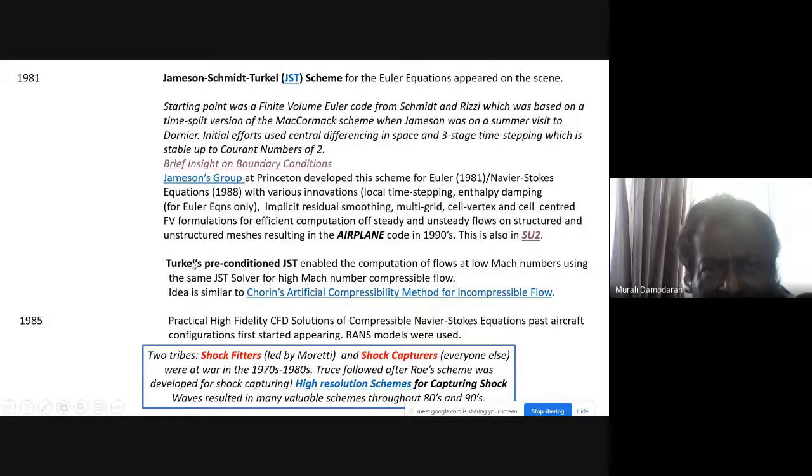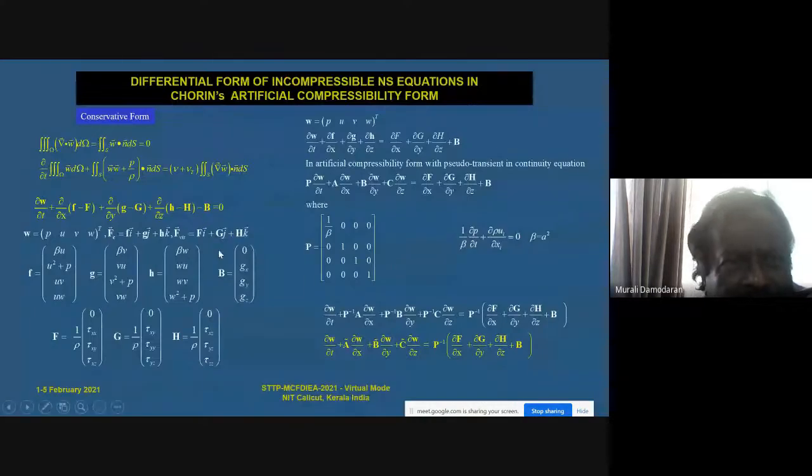Then there is Turkel's preconditioner for JST. JST is for compressible flow, but I can actually precondition the compressible flow to make it work at low Mach numbers, because at very low Mach numbers, the system will become very stiff if you just do it like that. So what the preconditioner basically does is change the eigenvalues so that the speed of wave propagation will be increased. And if you use a split level time matching, you can even handle unsteady flows. And the idea is very similar to Chorin's compressibility method.